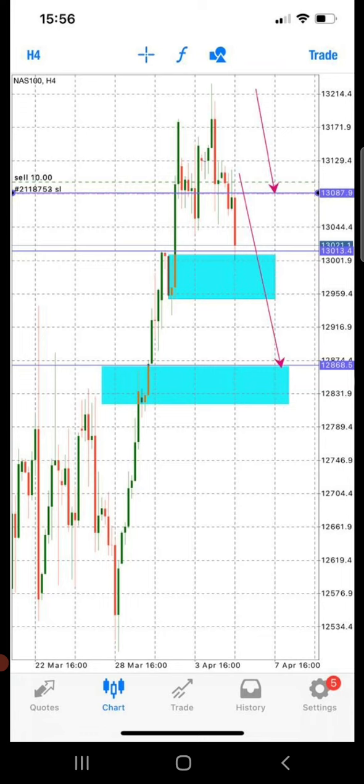Because Nasdaq has now reached the first demand area, we have to move the stop loss to positive so that the trade is at break even. If the market decides to retrace and go all the way up, we do not lose our capital. So the capital is now secure. This is now a risk-free trade.